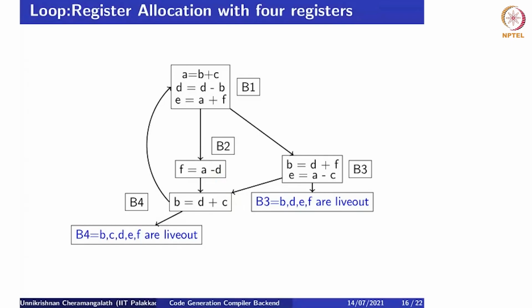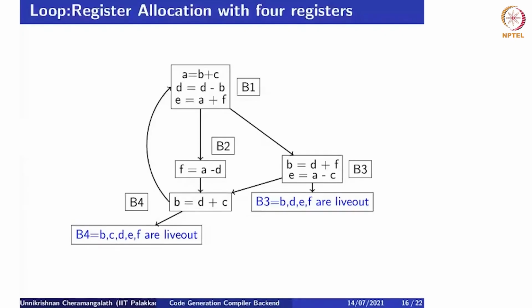So why is this a loop? Which edge makes it a loop? B4 to B1. Yes, B4 to B1 is a back edge, so it makes it a loop. Now in this loop, you want to use some heuristics to get a better register allocation so that the performance is good.